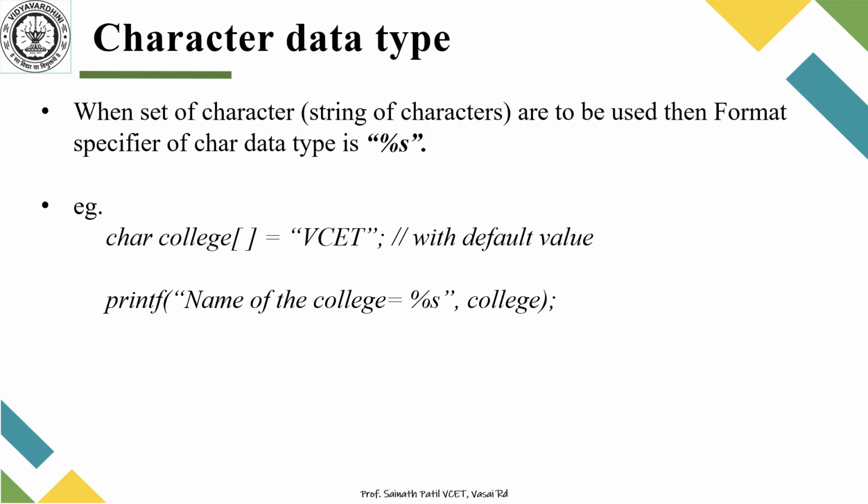When we want to store a set of characters or a string as our data value, we declare that variable under char only. The format specifier will change. Format specifier in case of string is %s. For example, suppose I declare char college. So char is a keyword, college is the variable name to which I am going to assign VCT as a string, which is enclosed in double quotation marks, and the square brackets signify that it is a string. So in the printf statement, I use %s as the specifier to display the value of college.